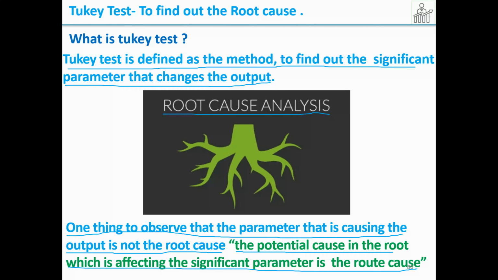So what is the meaning of the sentence? Say, for example, let us take temperature and dimension. When temperature changes, dimension is changing. So the root cause is not temperature. The cause is temperature: because of temperature, the dimension is changing. But we need to find out why temperature is changing. There's a heater problem. So this heater problem is the root cause. So now you understood what is root cause, right?